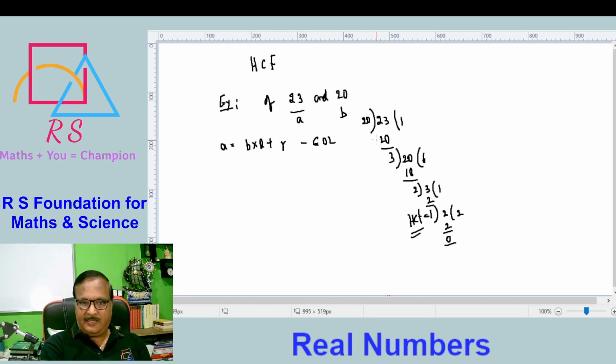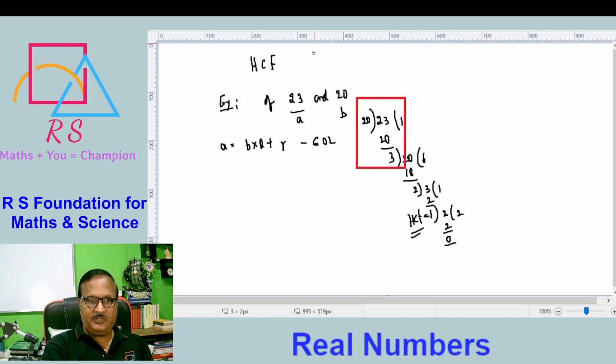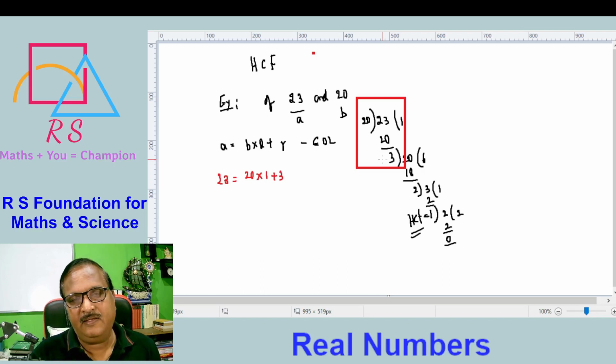Now let us apply it to each division. This is the first division. Here 23 is the dividend and the divisor is 20, so 23 equals 20 into 1 plus 3. This is the Euclid division lemma for the first division. For every division you can apply Euclid division lemma. The names are given differently, but it is a very common thing.